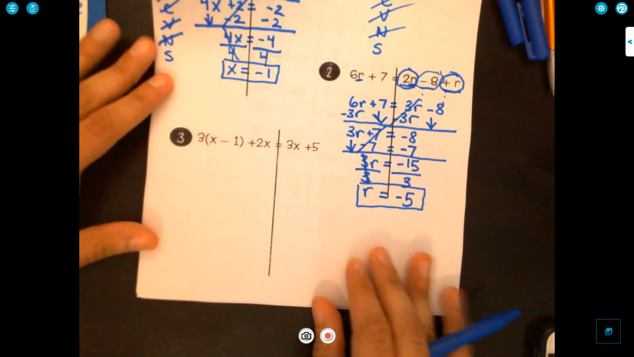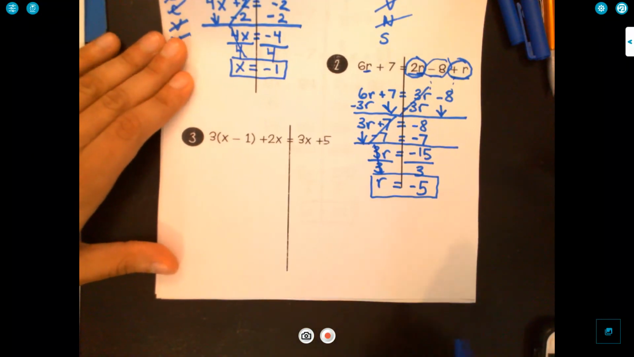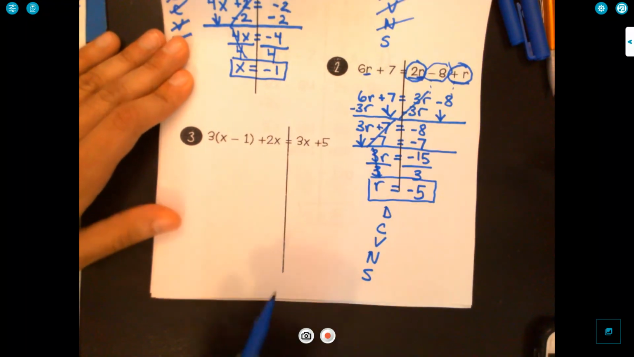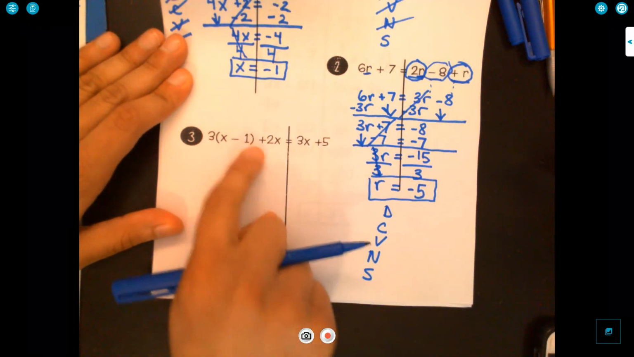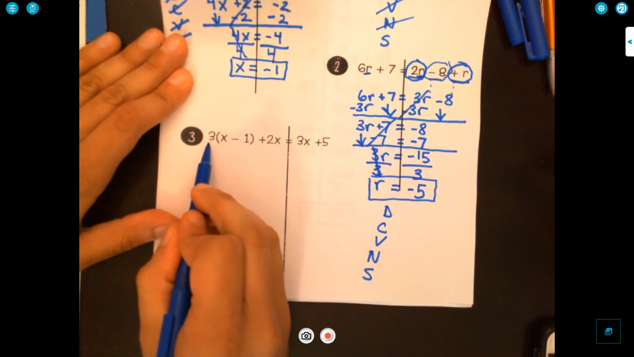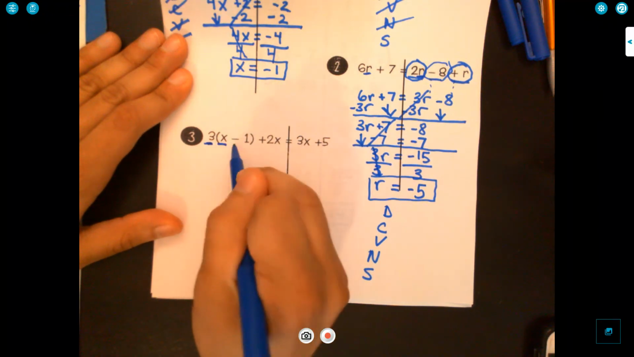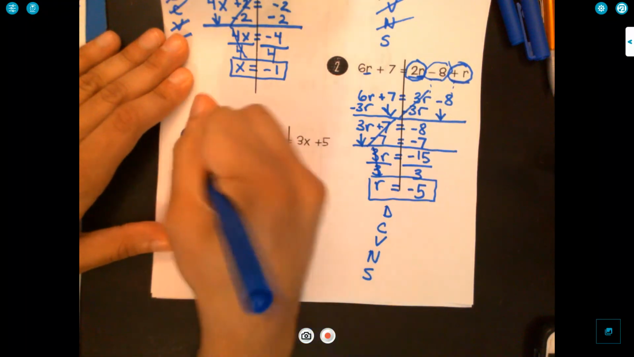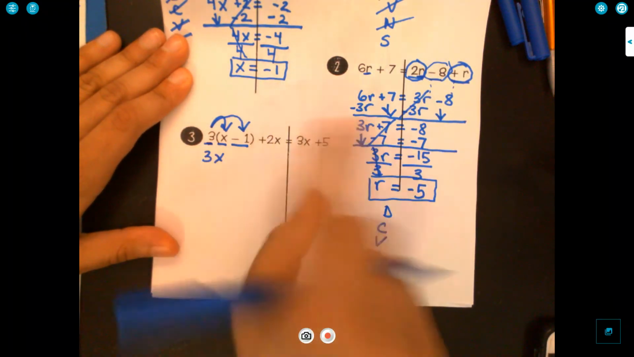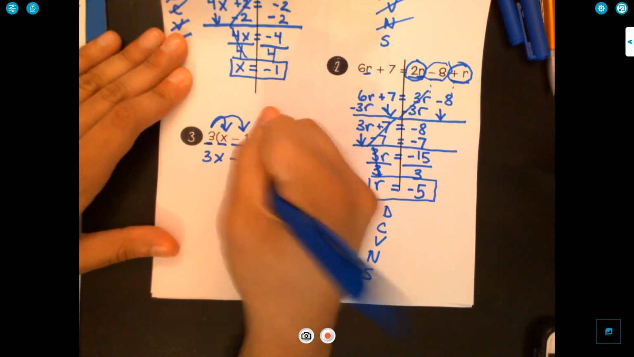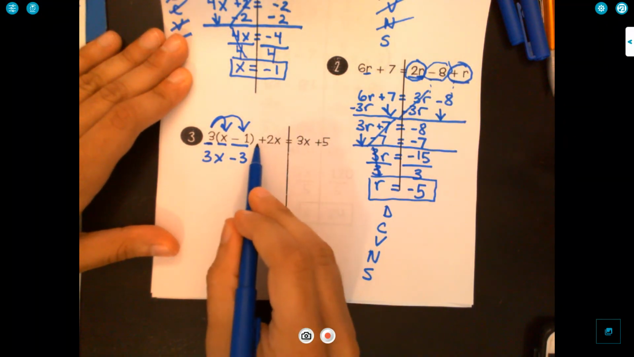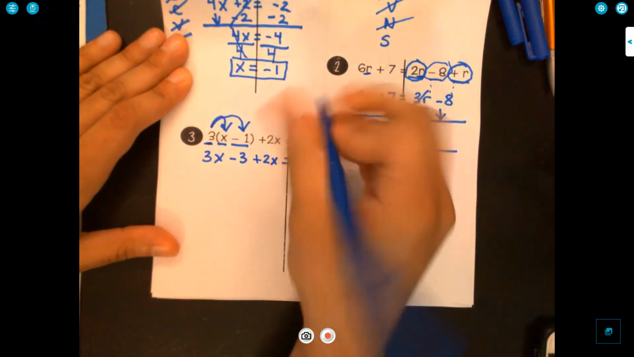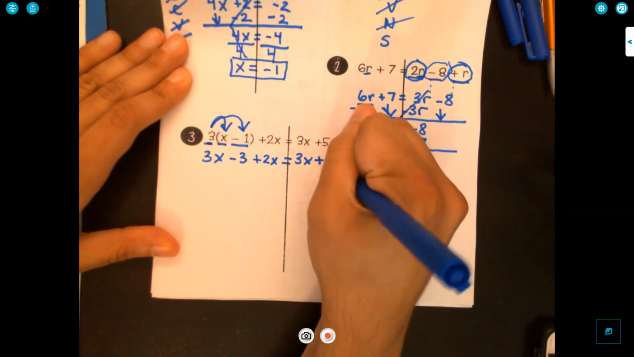All right, let's take a look at this last one. Already I can tell we're going to distribute. All right, so distribute. Gotta get rid of these parentheses. So we take the term to the left of the parentheses, multiply it to each term inside the parentheses. So 3 times 1x, we get 3x. 3 times -1, we get negative 3. This is separated by a term, so we get plus 2x, bring down our plus 2x, and then bring down our 3x plus 5, no parentheses.